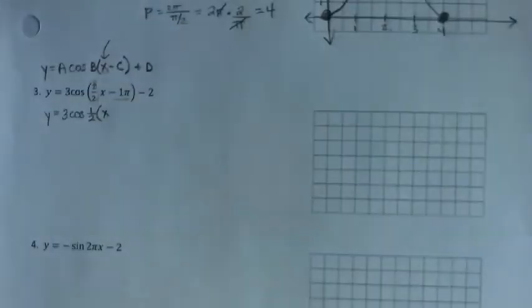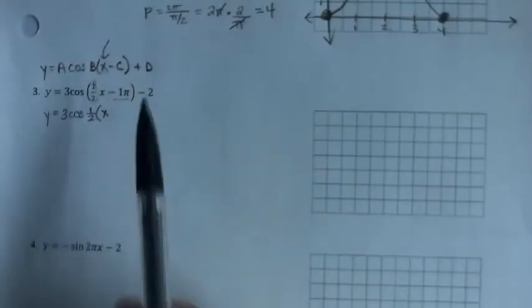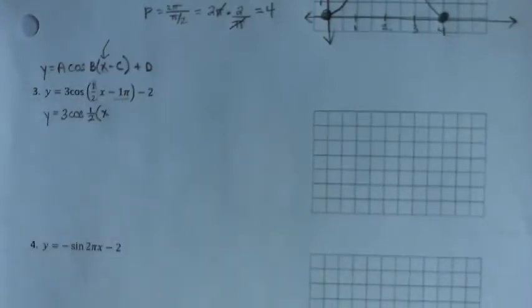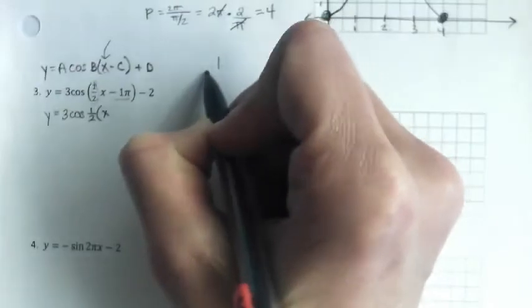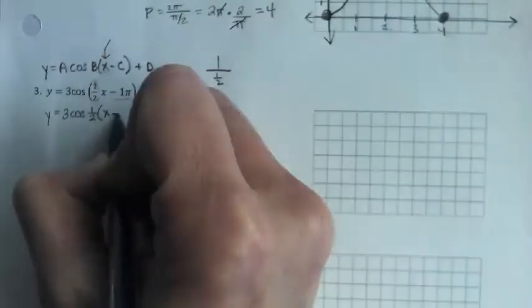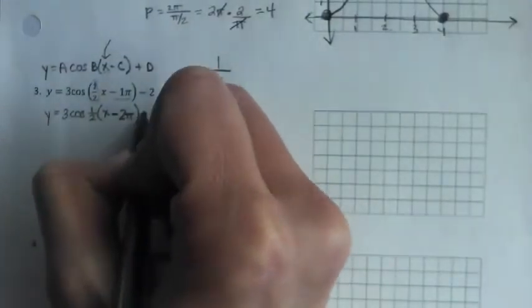So that is your b, but your phase shift is not 1 pi units to the right. When you divide out 1/2 from 1, what do you get? 1 divided by 1/2 is 2. So this is actually minus 2 pi.